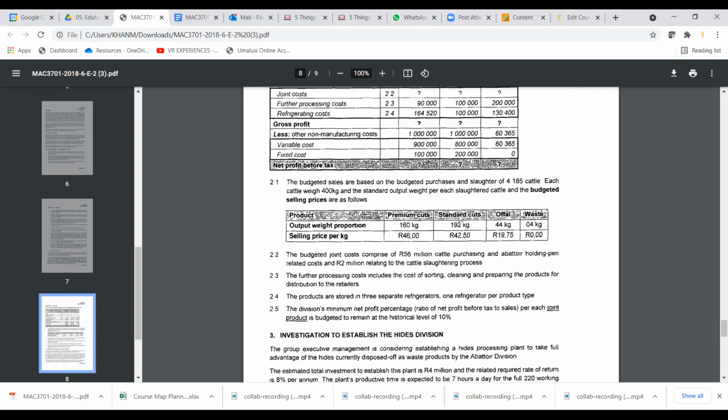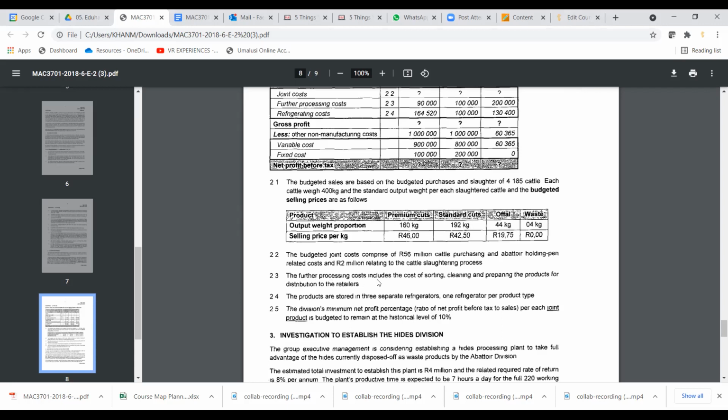Now take note that this is all in kilograms. So we could have allocated based on physical units measurement, but we can't in this question because the policy is constant gross profit. If they were silent and said we must choose, then we can choose physical units measurement because all of them are in kilograms. But we can't in this question, because the policy is constant gross profit.